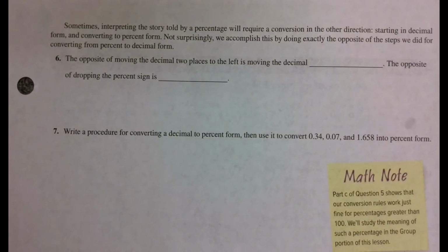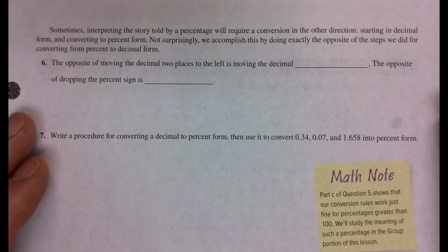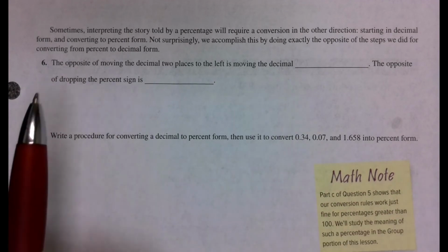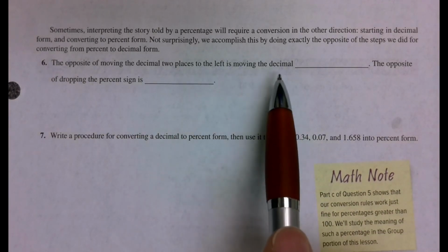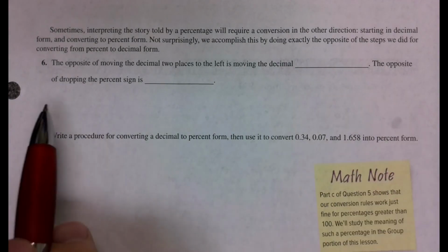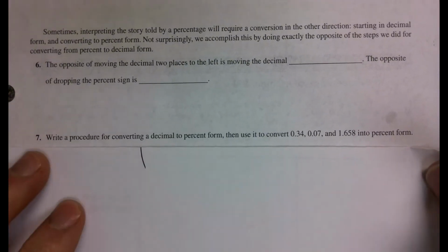Okay, so now our author's like, all right, what if we want to go backwards? What if we have a decimal and we want to turn it into a percent? Well, he leads us through this, which might be a little confusing to you. The opposite of moving the decimal 2 places to the left is moving the decimal 2 places to the right. The opposite of dropping the percent sign is adding in a percent sign, putting it there. So what's the procedure for converting these decimals to percents?